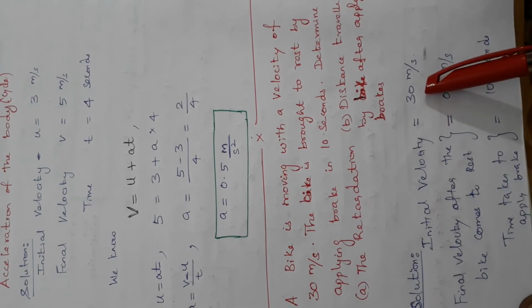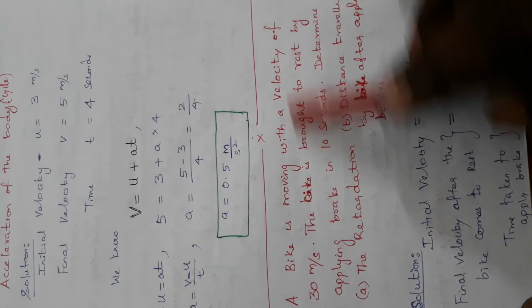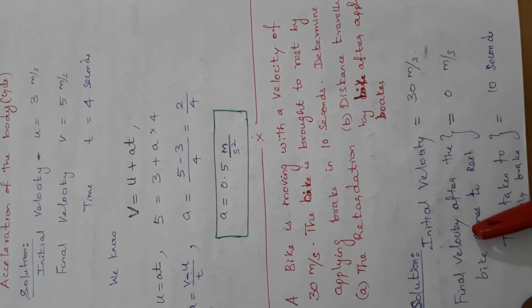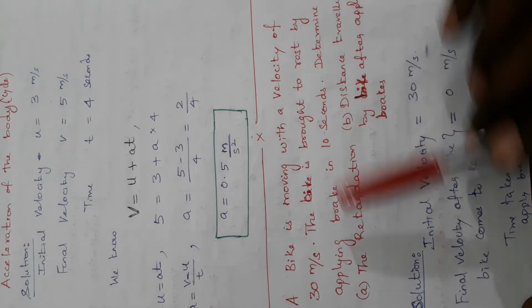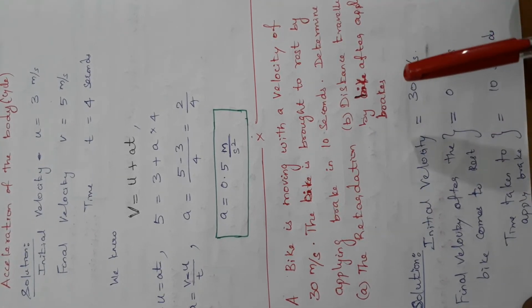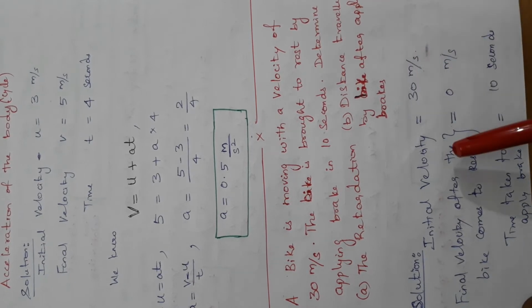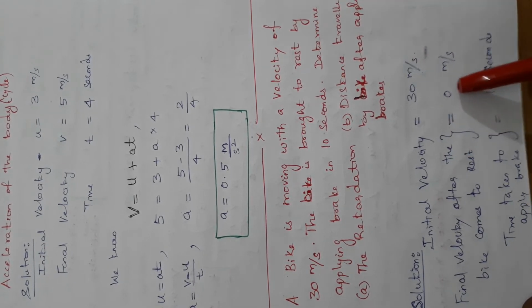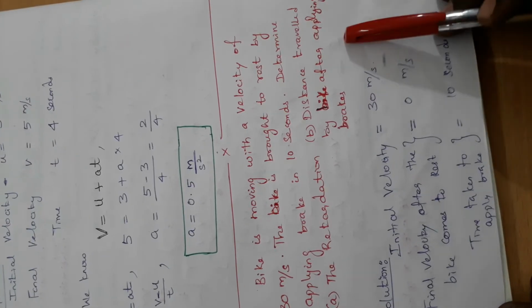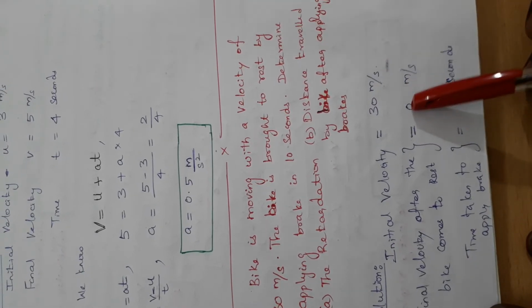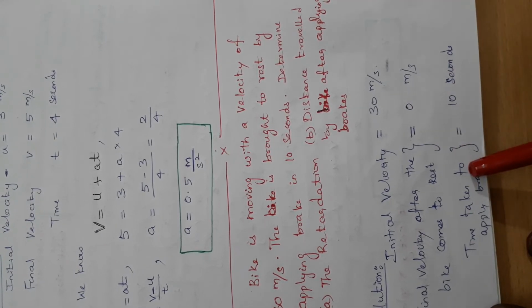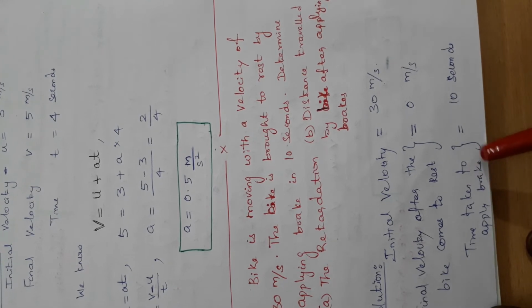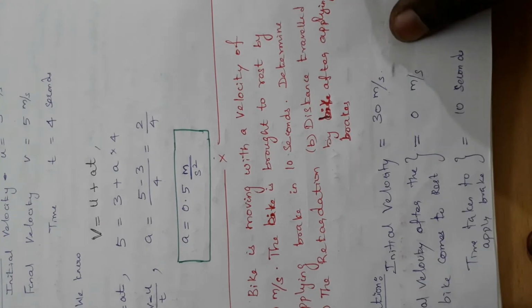The initial velocity is 30 meters per second. The bike is moving with a velocity of 30 meters per second. Then the final velocity after the bike comes to rest. Now what is the thing we are seeing? The bike is brought to rest by applying the brake, which means once the brakes are applied and it comes to rest, the final velocity becomes 0. That's what it says here. The initial velocity at which the bike is going is 30 meters per second. After applying brakes, it comes to rest, which means the final velocity becomes 0. The time taken after applying the brake until it comes to rest is 10 seconds.